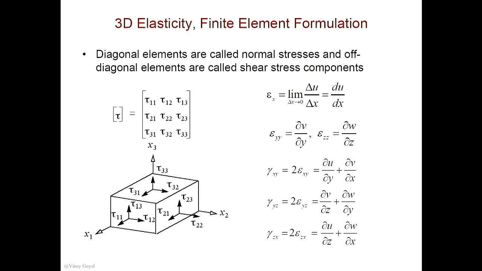As you can see here, there are 6 strains, 6 stresses, and we have 3 unknowns, which are the displacements U, V, and W. So as you can see, at every corner in a 3-dimensional problem, how many degrees of freedom do I have? 3: U, V, and W. I need to find U, V, and W, and you can imagine it will become computationally expensive really quickly in a 3-dimensional problem.